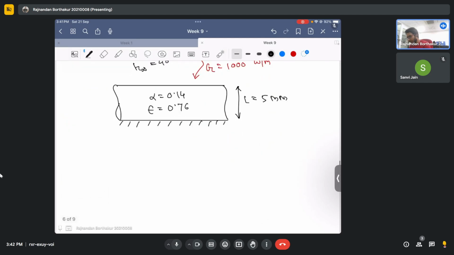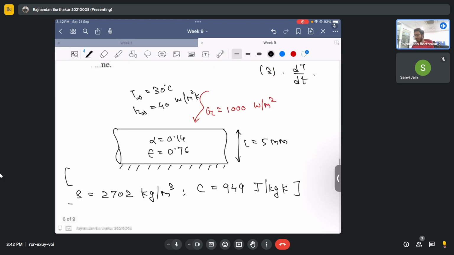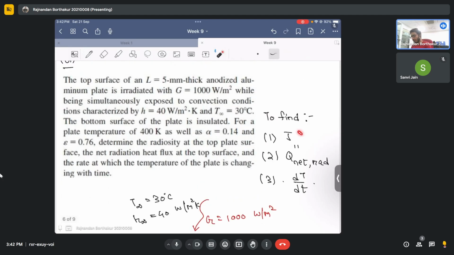And of course, I just didn't mention one thing. You can consider the rho, which is the density of aluminum, let's say, to be around 2702 kg per meter cube, and heat capacity as around 949 joule per kg Kelvin. Okay, this is the data that you need to consider. All right. Having said that, can you now tell me how do we calculate the radiosity?